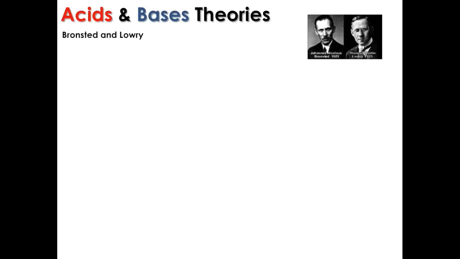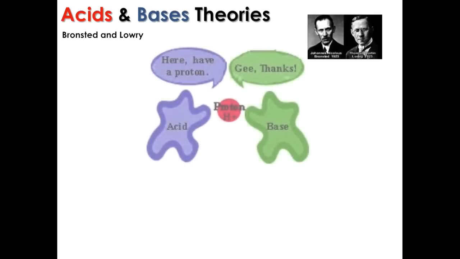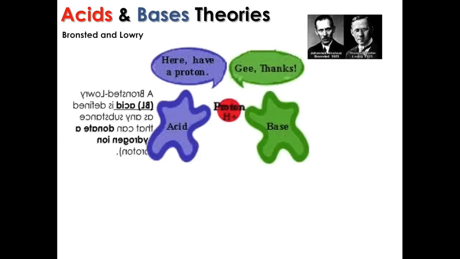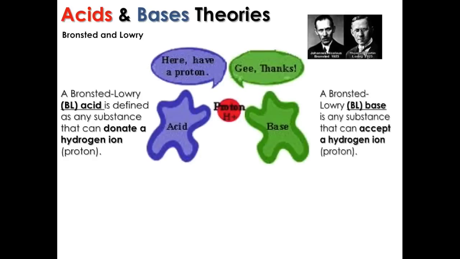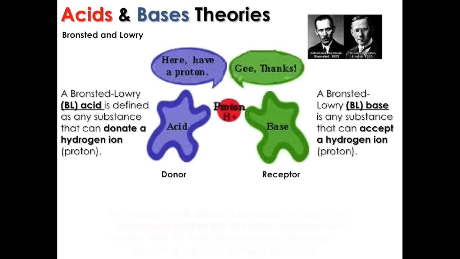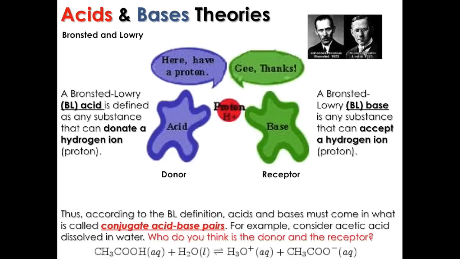Acids and bases theories, Bronsted and Lowry. According to Bronsted and Lowry, we have an acid that is a giver of a proton, whereas a base is a receiver. A Bronsted-Lowry acid is defined as any substance that can donate a hydrogen ion, which is a proton. And a Bronsted-Lowry base is any substance that can accept a hydrogen ion, that's a proton. Donor, receptor. Thus, according to Bronsted-Lowry definitions, acids and bases must come in what is called conjugate acid-base pairs.